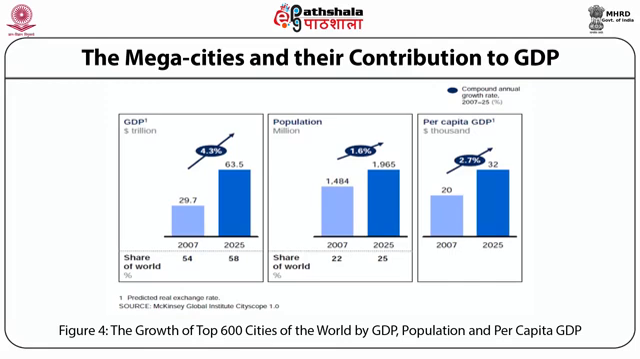The figure shows that the share of top 600 cities in world GDP is expected to grow from 54% in 2007 to 58% in 2025, while their share in world population is expected to grow from 20% to 25%. This means that the GDP by these cities would be growing by 4.3% per annum, which is further decomposed into 1.6% per annum growth of population and 2.7% per annum growth of per capita GDP in these cities.